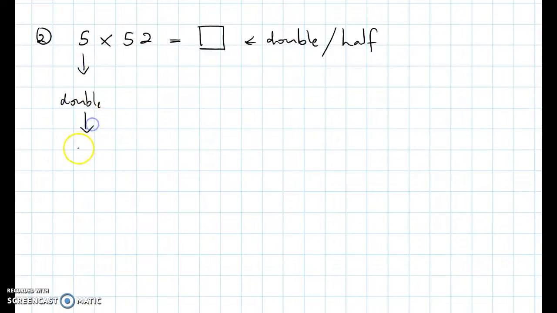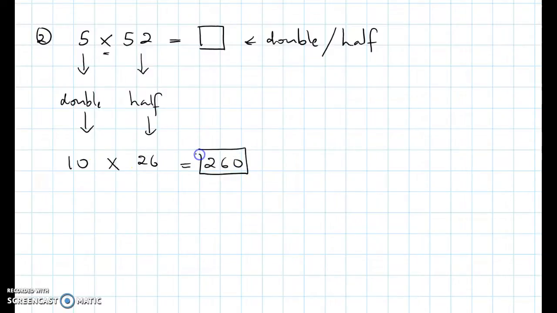Now that becomes 10. And we halve 52. Half of 52 is 26. But times 10. Now times in the middle. Just 10 times 26 is 260. So therefore, 5 times 52 equals 260.